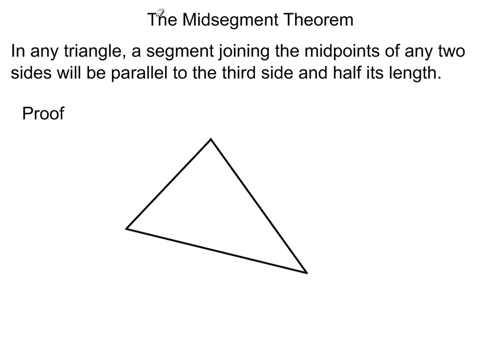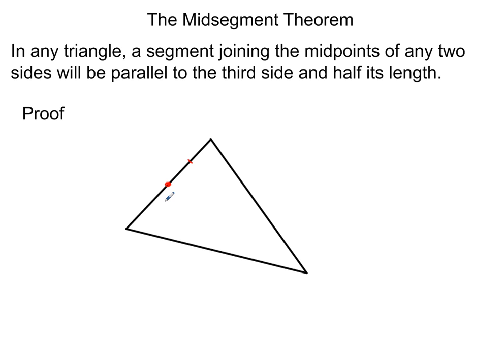It's not that hard. So the theorem itself says that in any triangle, a segment joining the midpoints of any two sides will be parallel to the third side and half its length. So I want to draw a midsegment on here. So I'm going to find about the midpoint. I'm just going to kind of sketch it, but let's say that's the midpoint of that side.